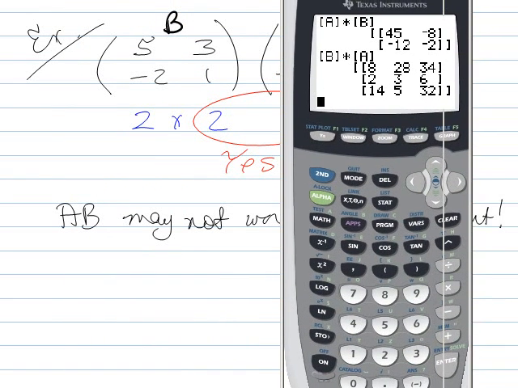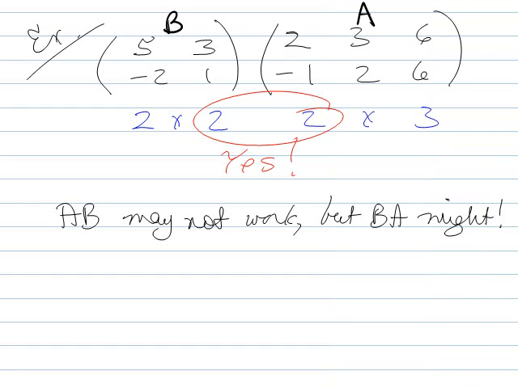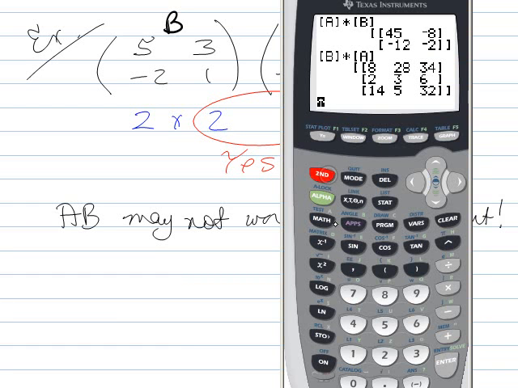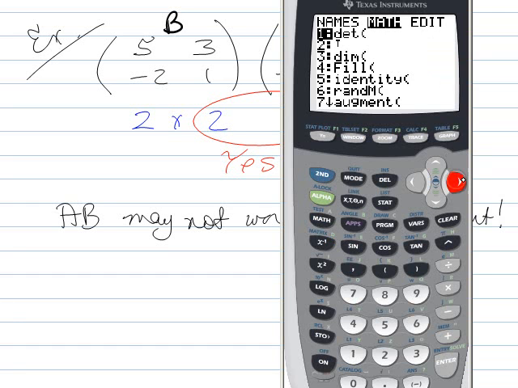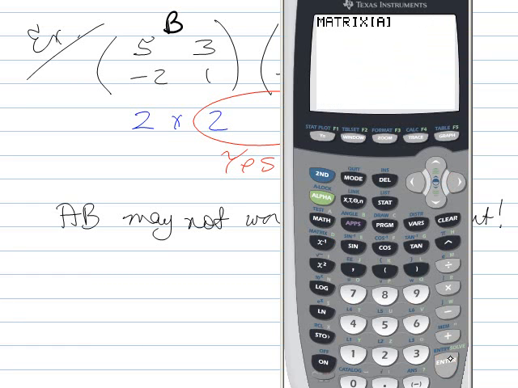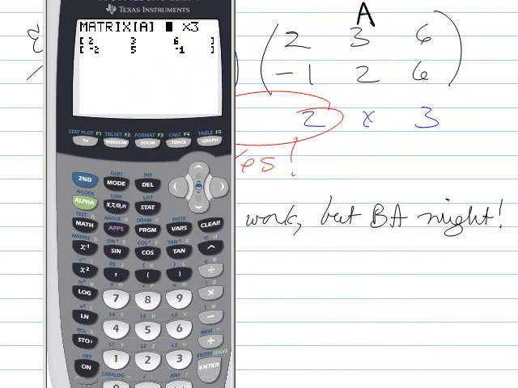Okay, so I want to put in my matrix. I'm going to have to edit them. Now, again, this does take forever, so you might just decide you don't want to mess with it. I'm in A right now. A is a 2 by 3, so I've already got the right size. And it's 2, 3, 6, and then -1, 2, and 6.